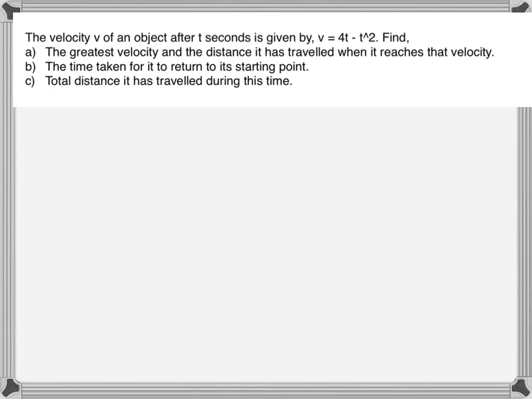The velocity v of an object after t seconds is given by v = 4t - t². We need to find the greatest velocity and the distance it has traveled when it reaches that velocity. So v is 4t - t².